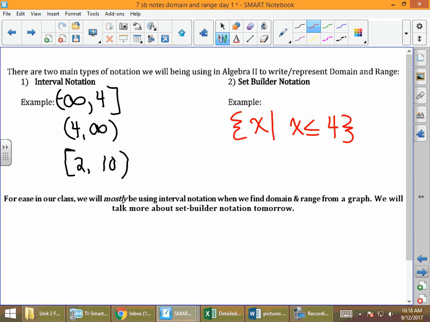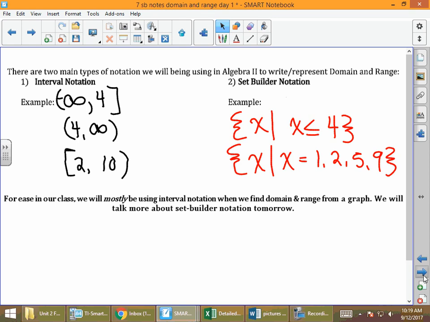Most of the time when we're dealing with set builder notation, however, we do a squiggly bracket, and we still do the x bar, but then we have a bunch of points or values like 1, 2, 5, 9, something like that. More often we use the second way with set builder notation as opposed to the first, because when we use that first method, we're better off using the interval. But we'll deal more with set builder later.